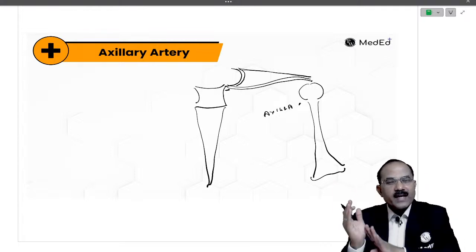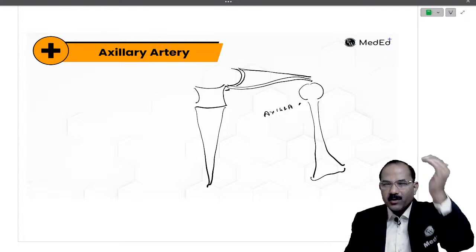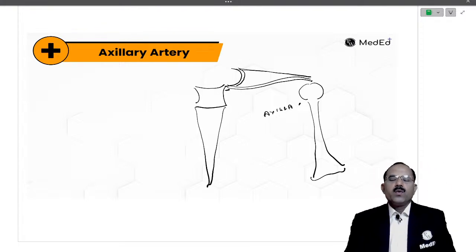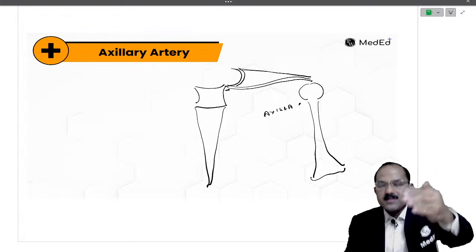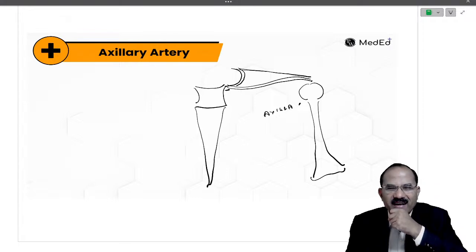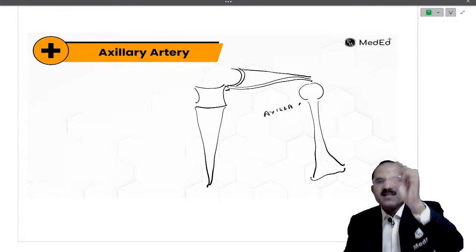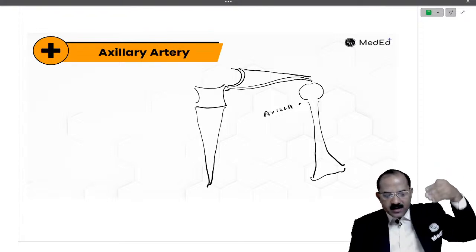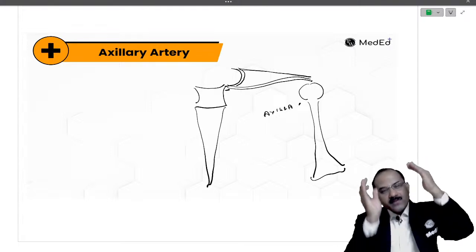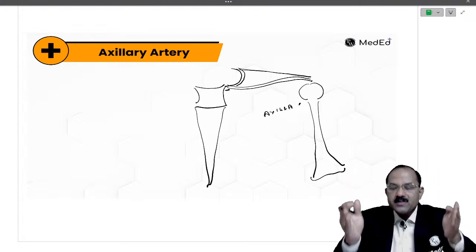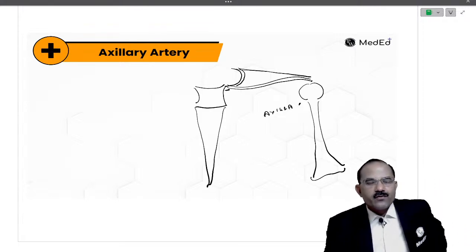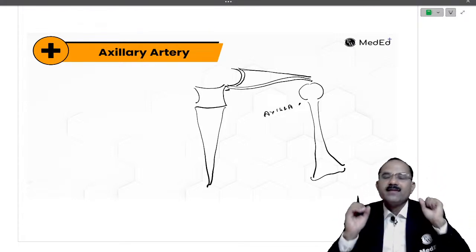The posterior wall of the axilla is formed by, come on, if anyone can answer this, three muscles forming the posterior wall of axilla. The first one, subscapularis. The second one, anyone? Subscapularis, below that teres major, and below the teres major is the latissimus dorsi. So subscapularis, teres major, and the latissimus dorsi, these three muscles together form the posterior wall of axilla. Excellent. So the anterior wall of axilla is formed by pectoralis major, pectoralis minor, and the subclavius.